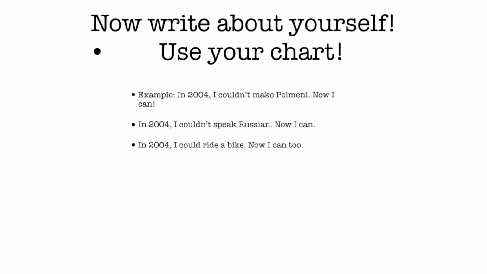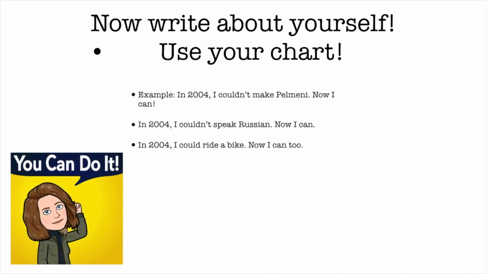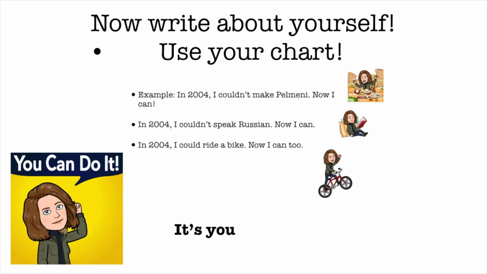So, guys, I believe that you can do this. All right? Let's try to write sentences about what you can, can't, could, and couldn't do. Use the chart that you just created. It's your turn. Let's go. Please take a moment to work on this exercise. I will pause this webinar. Please stop it, okay? Do this work, and then you can move on.